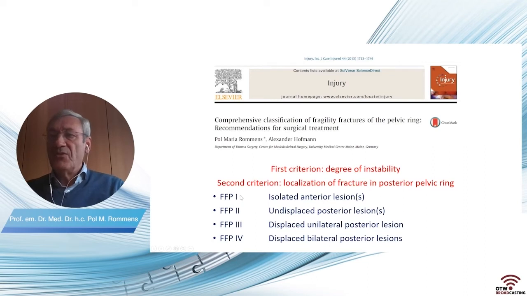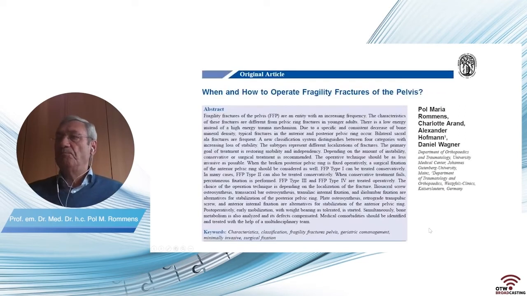We could distinguish 4 different categories of FFP, which stands for fragility fracture of the pelvis. The first category is an isolated anterior lesion. The second category is an undisplaced posterior lesion, combined or not combined with an anterior lesion. And the third and the fourth category are displaced lesions. The third category is unilateral, and the fourth category is bilateral posterior lesions, as you have seen in the previous examples already.